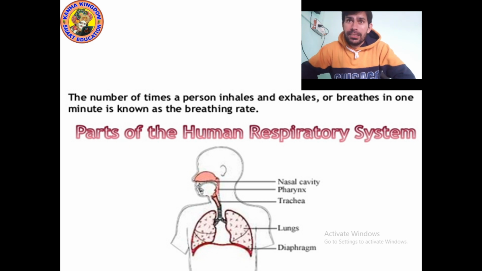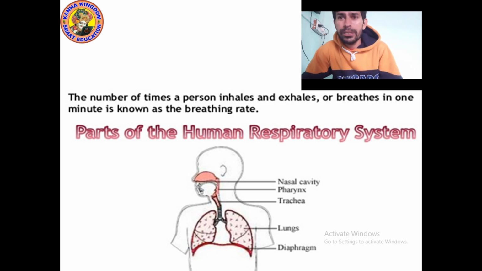The first part is our nose. The nose has different parts: these two holes are called nostrils, and the internal area is known as the nasal cavity. Just below the nasal cavity there is the trachea. The trachea is also known as the windpipe, and just above the trachea the larynx is present.